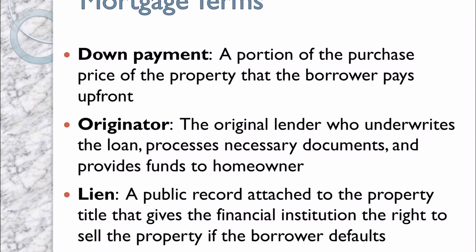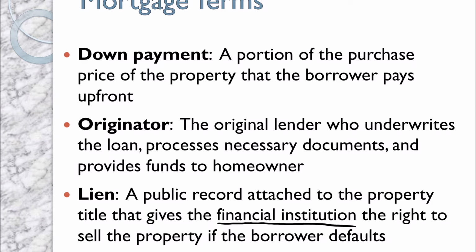The third term is a lien. A lien is a public record that is attached to the property title that gives the financial institution the right to sell the property if the borrower defaults. So right here we see that we are dealing with giving the right to the financial institution to sell this property. Again, during the financial crisis, one of the main issues was that we didn't really know which financial institution actually owned the lien.